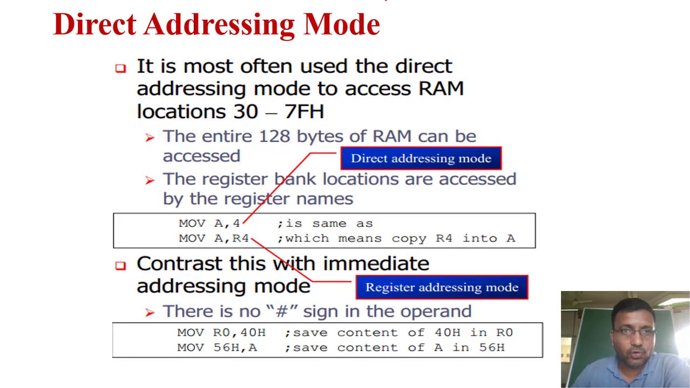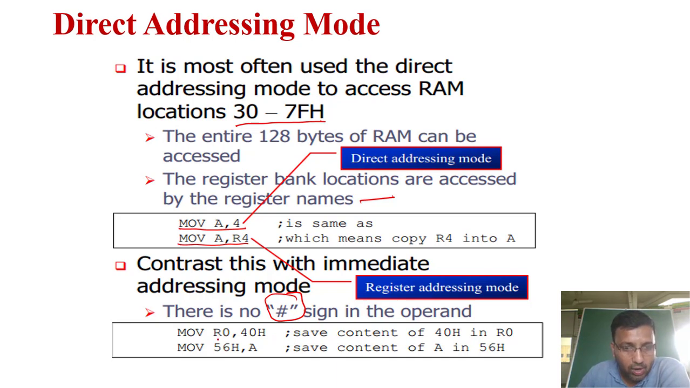So the direct addressing mode is often used to access the RAM locations 30H to 7FH. So with 30H to 7FH, the entire 80 bytes of RAM can be accessed. The register bank locations can be accessed with the register names as well. So here we can have MOV A, 4, which is the same as MOV A, R4, where the R4 memory address is 4 only, because of bank 0. In contrast with the immediate addressing mode, there is no hash symbol. So always remember, in direct addressing mode there is no hash symbol.